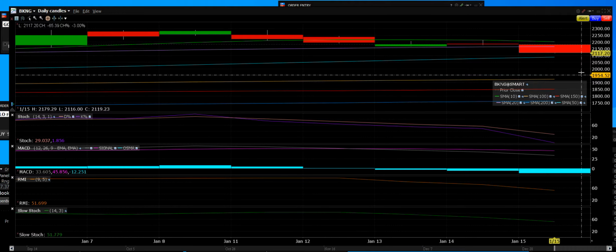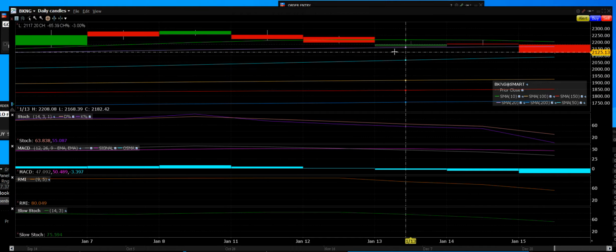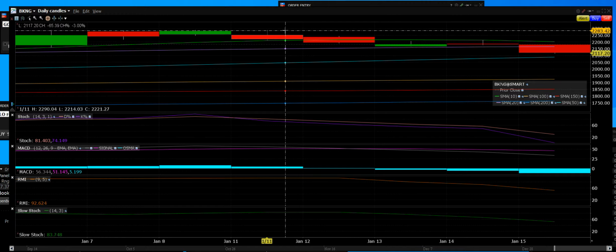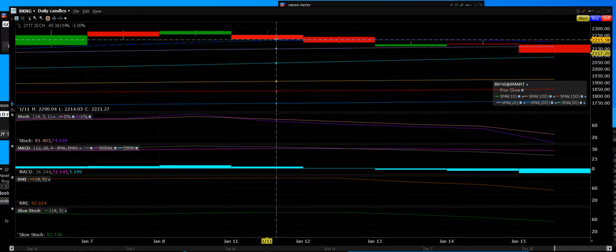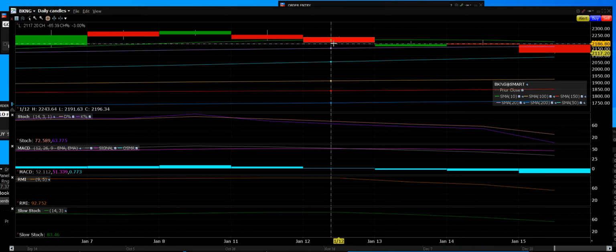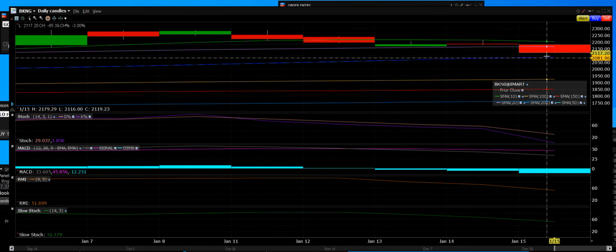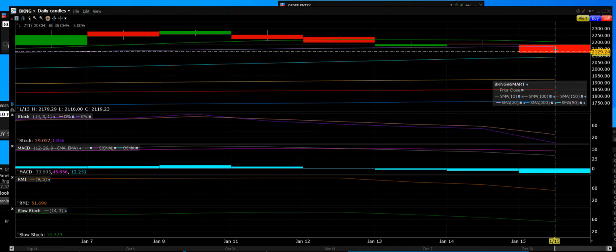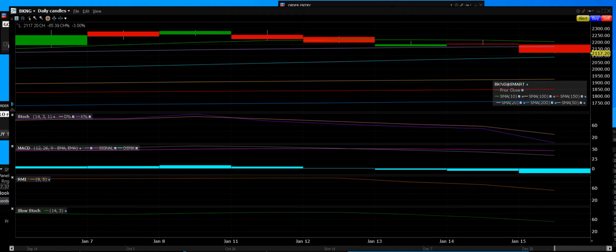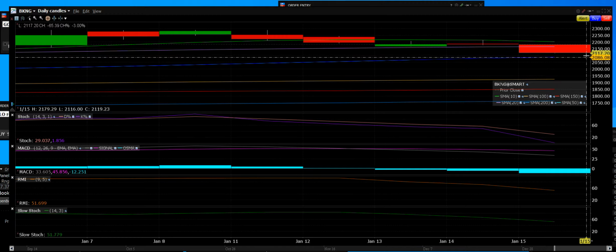Not only that, BKNG. We bought the 2,270 puts. We started on top of the 10-day. It broke below it. This was one of our monster power trades. BKNG down $65.39 on Friday alone. We have support down here, but let me caution you something.